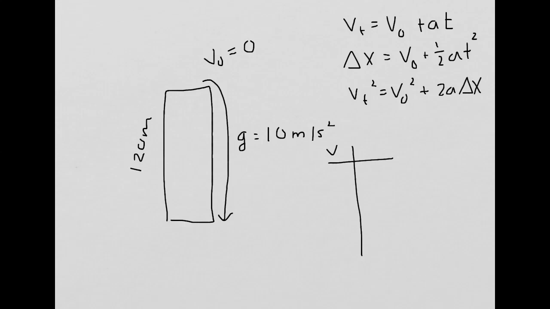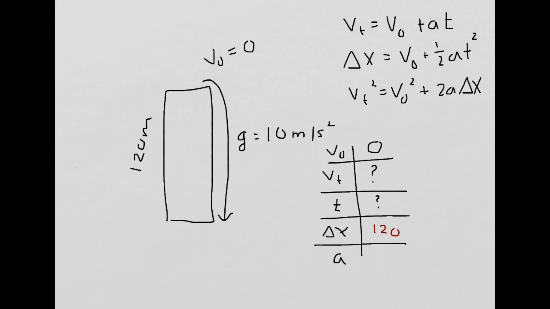Okay, so let's make a list of the things that we do know. So we know Vo, final velocity, time, delta x, and then acceleration. So we know that Vo is 0. We don't know final velocity. We don't know time. That's what I'm actually asking you for, right? We know that change in position is 120 meters, because the ball is falling from here to here. And then we know acceleration is 10 meters per second squared. Really what I'm asking you for is time. I just like to make this chart so we can get an idea of all the factors that we know or don't know.